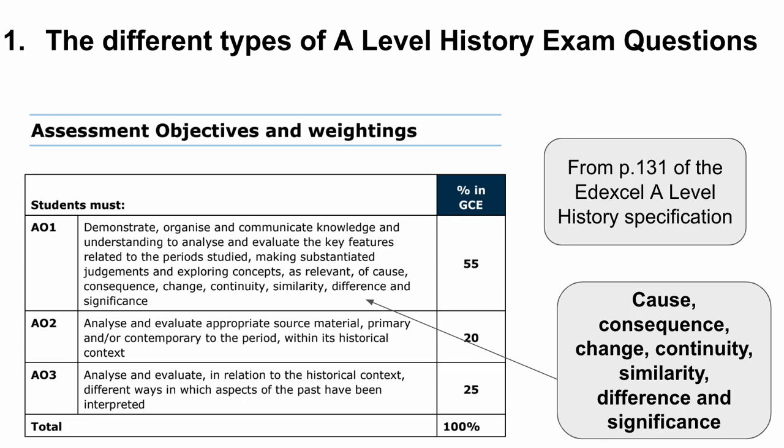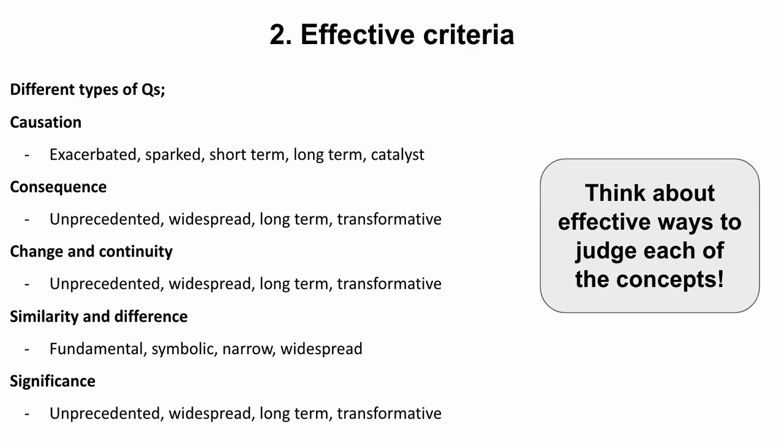And really what I'm getting at in this video is that for each of these different types of questions, whether it's causation, consequence, change and continuity, similarity and difference, or significance, you're going to be using slightly different terms, slightly different analysis, and slightly different criteria. So in terms of criteria, think about effective ways to judge these concepts. So think about a good way. How are we going to judge causation? How are we going to judge consequence? How are we going to judge change and continuity, similarity and difference, and significance?